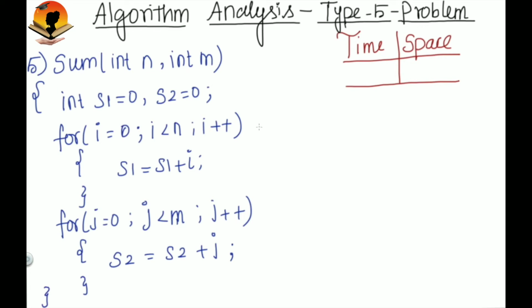In the series of algorithm analysis, next we are going to analyze the fifth type of problem, that is when your program has more than one loop but they are not nested loops.